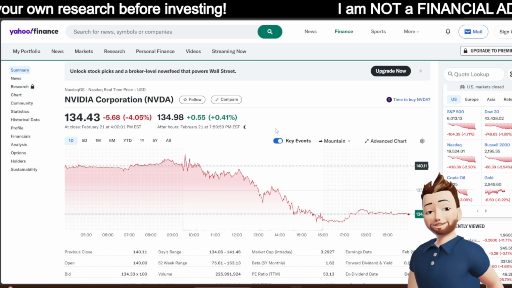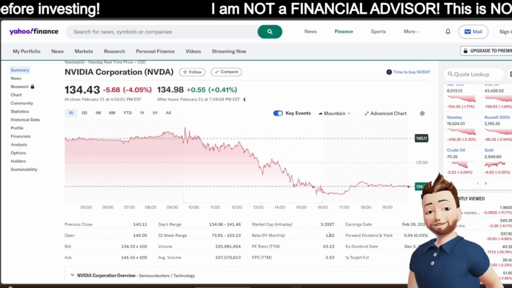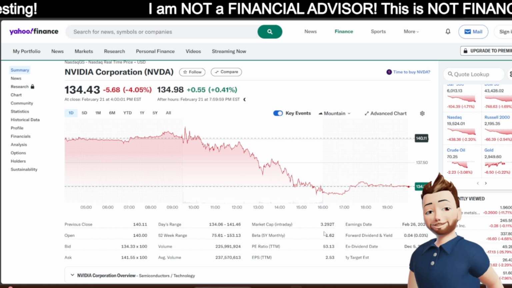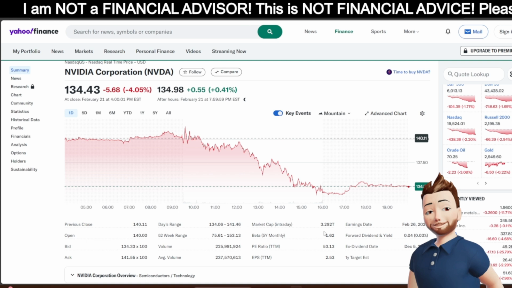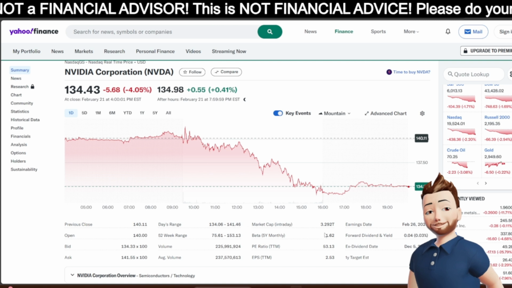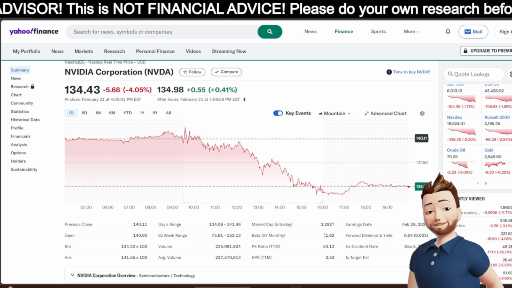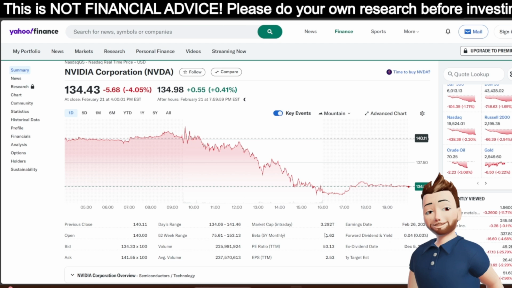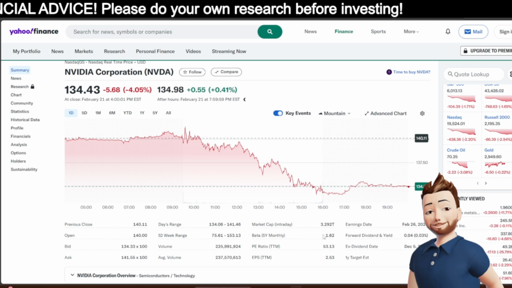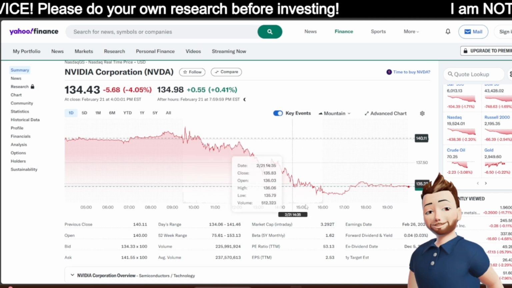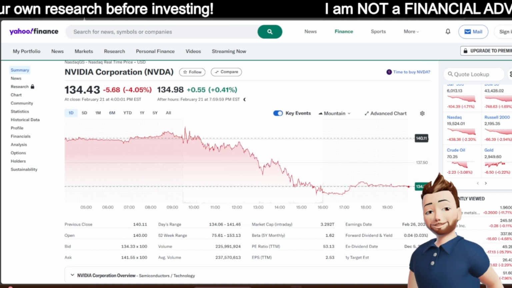NVIDIA, obviously everybody knows NVIDIA. NVIDIA's beta for the last 5 years monthly is 1.62. Which means it's moving about 62% more. It has more volatility compared to the S&P 500. So if your money is in the S&P 500, NVIDIA is going to move a little bit more compared to that. Again, a growth company, one of those companies that has more potential for the long term. So if you're looking at 20, 30 years, a higher beta isn't that bad.